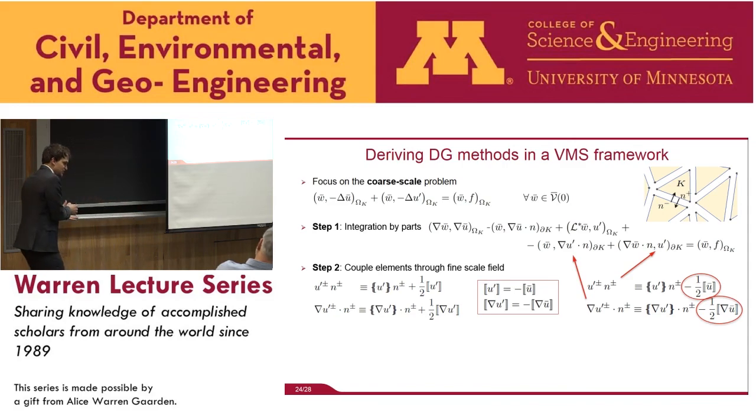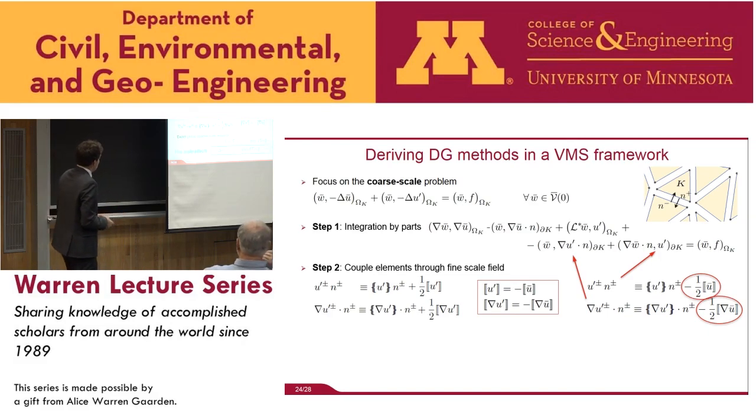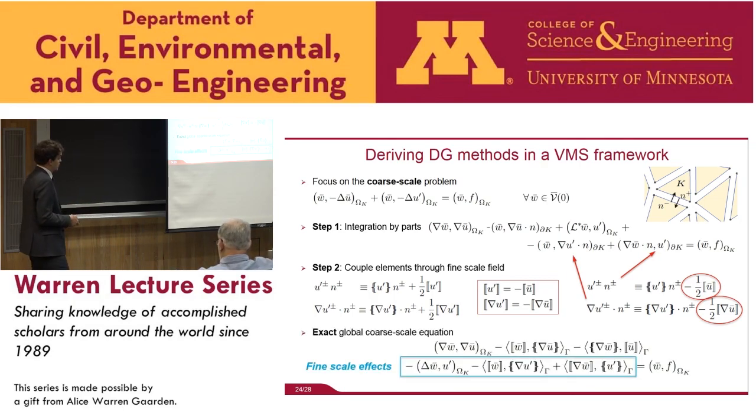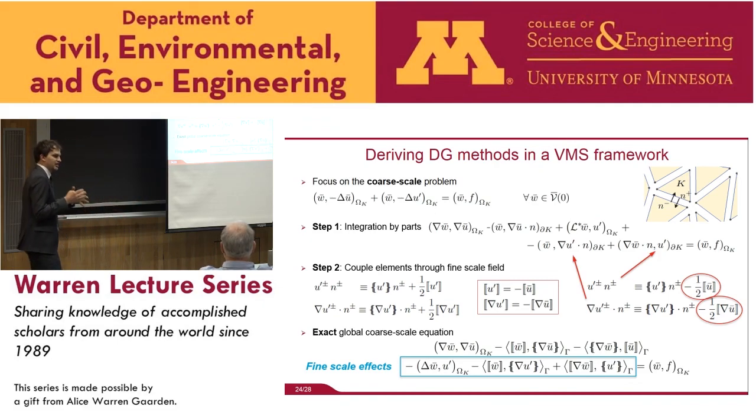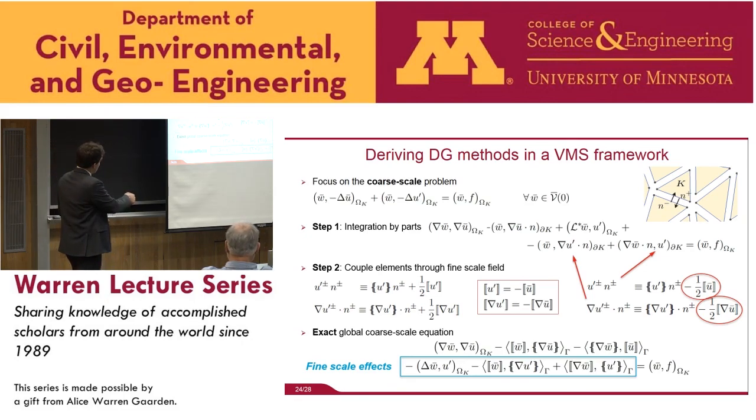Again, these are not assumptions. These are still exact representations that basically take care of coupling these elements together. So we have not introduced any approximation. This is still completely exact. And then we arrive at an exact global coarse-scale equation that contains the usual bilinear part, the linear part. Then we have these additional surface terms that couple elements together. And we have a third class of terms that represent the fine-scale effects of the unresolved part of the solution. So these things here all have U prime in it.